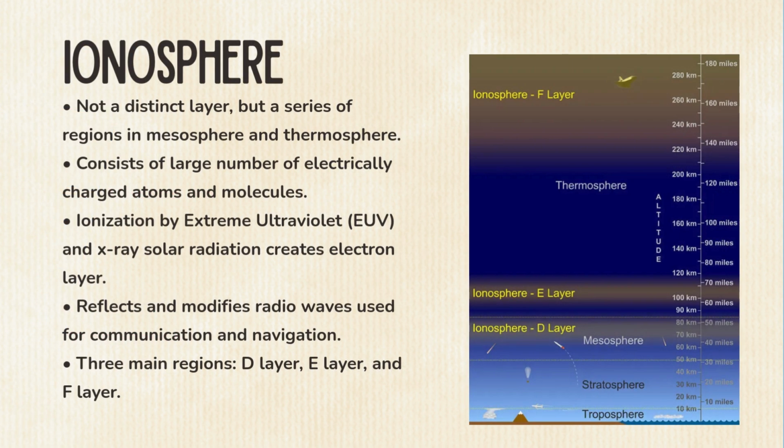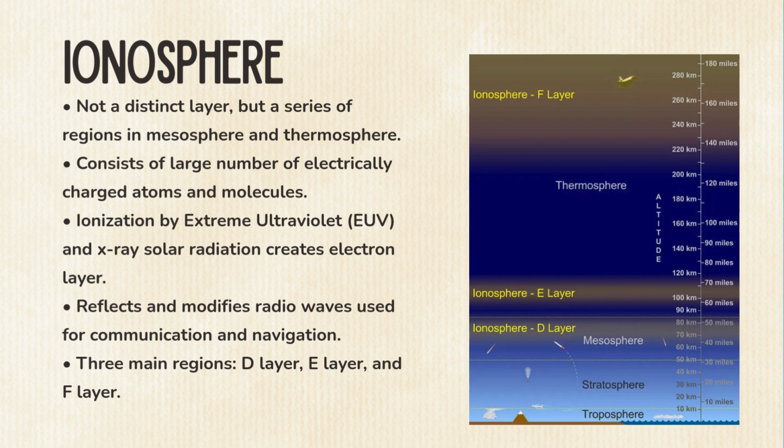The ionosphere, named from the word "iono", meaning ions, is a region of the atmosphere rich in electrically charged atoms and molecules. High-energy solar radiation, such as extreme ultraviolet and X-rays, ionizes these particles, creating layers filled with free electrons. Unlike other atmospheric layers, the ionosphere is not a distinct single layer, but rather a series of overlapping regions found within parts of the mesosphere and the thermosphere. It plays a vital role in communication and navigation by reflecting and modifying radio waves, allowing long-distance transmission.